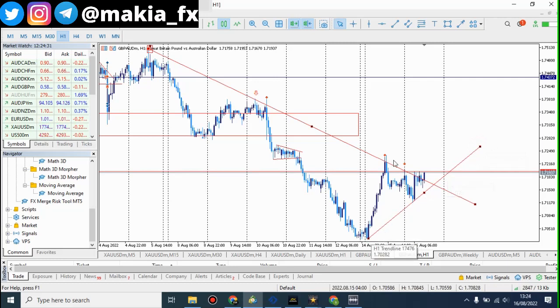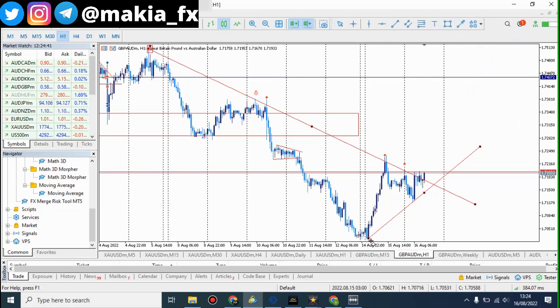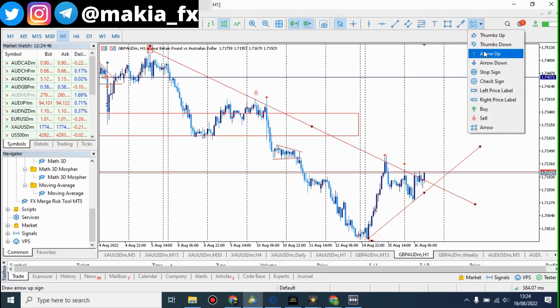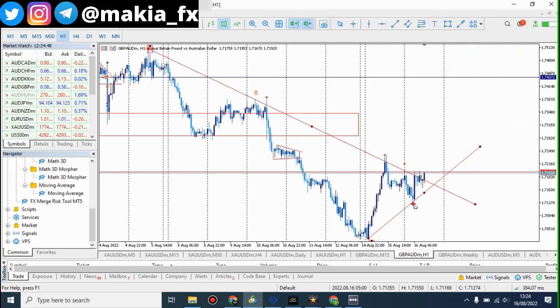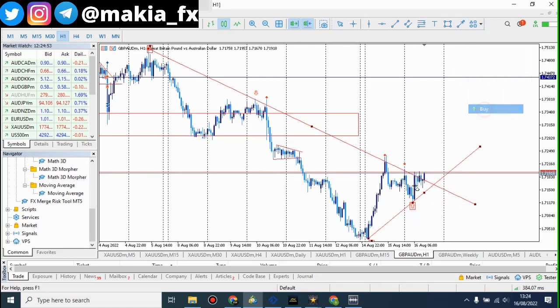So this is point A. Sorry guys, I think next time I'll use TradingView. This is point A, this is point B, and this is point C, just right. So this is actually where you have to enter the buy order at this next bullish candle. This point, this is where you enter a buy order.